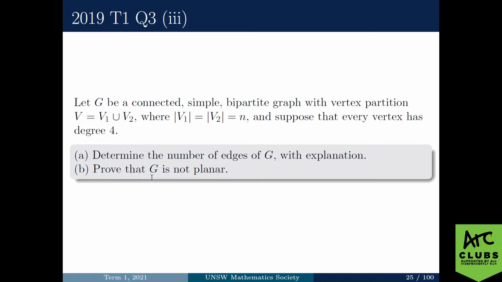So the next question is also from 2019, but term 1. It says, let G be a connected simple bipartite graph with vertex partition V equals V1 union V2, where the size of V1 equals the size of V2, and that equals n. And also suppose that every vertex has degree 4. And part A is determine the number of edges of G with explanation. Before we go on, does anyone have any ideas of what theorem or lemma we should use for this?